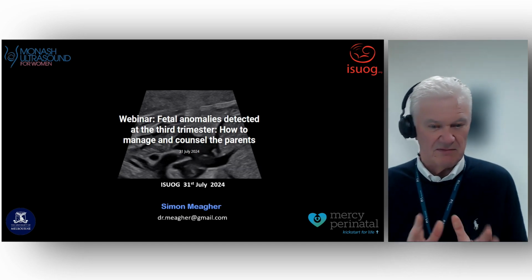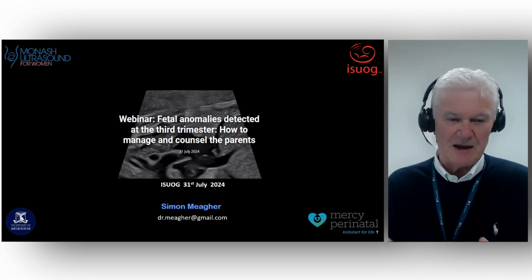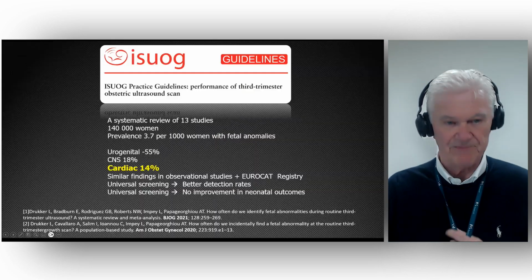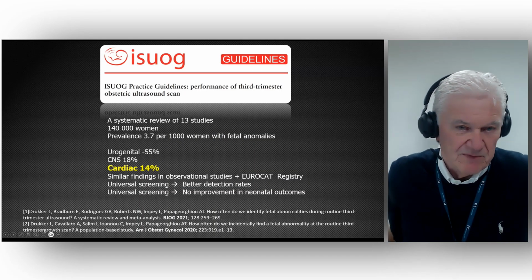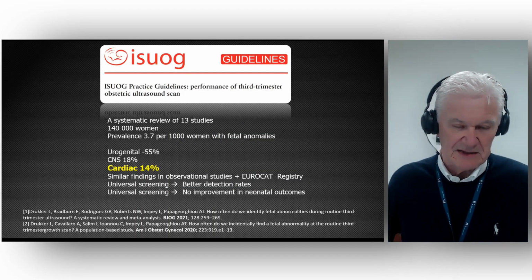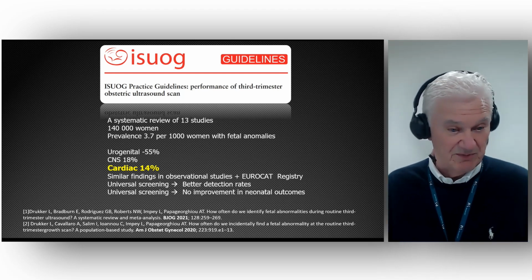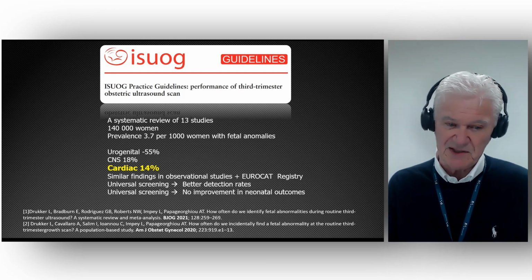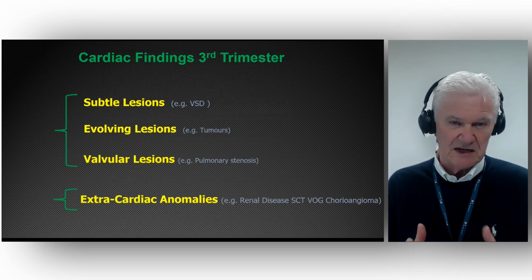So I'm going to be covering the topic of cardiac abnormalities that you identify in the third trimester of pregnancy. And you will know from the ISUOG guidelines that 14% of cardiac abnormalities are identified in the third trimester. That's a pretty significant statistic, and therefore it becomes important when assessing the heart in the third trimester that we do a dedicated assessment.